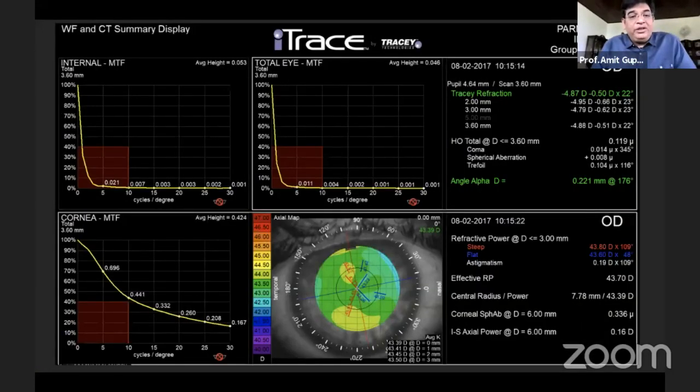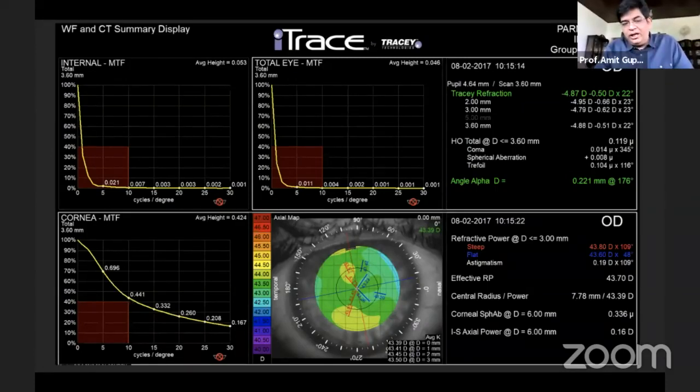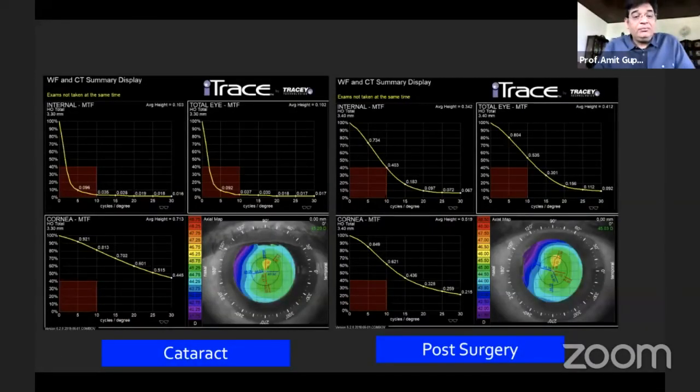This is an example of a patient who had a low internal MTF. The patient had a cataract, and we can see that this MTF is just touching the border of 40% and 10. This means that this patient probably is not a good candidate for a multifocal IOL. Why? Because we know that multifocal IOLs make the contrast go down. Once we put in an IOL, the graph would probably come into the red range, and the patient may not be so happy with what we have done.